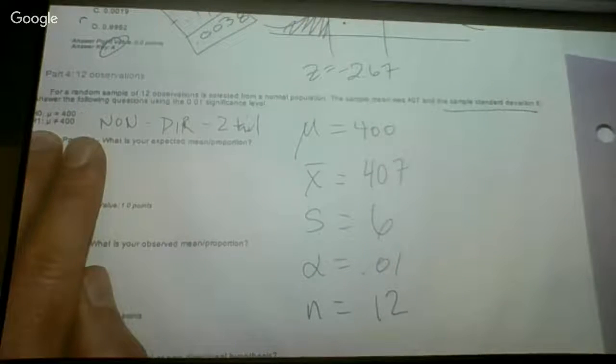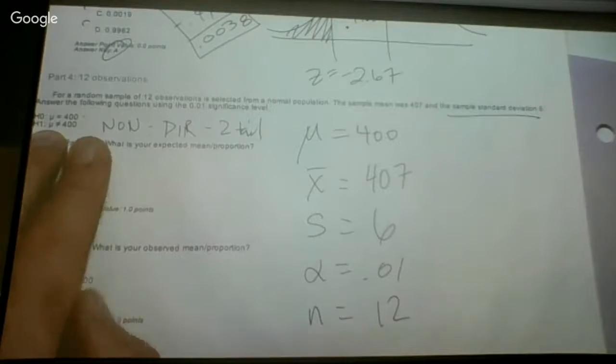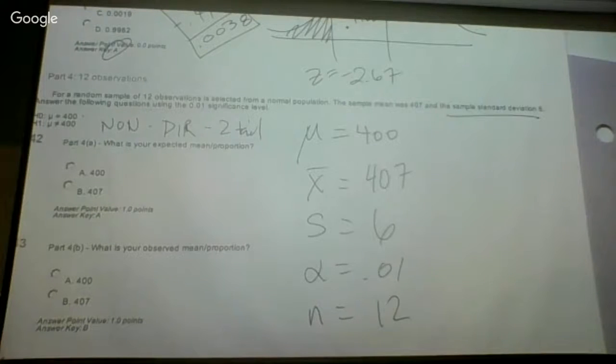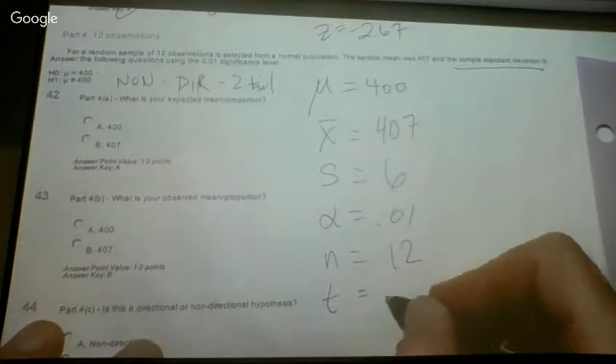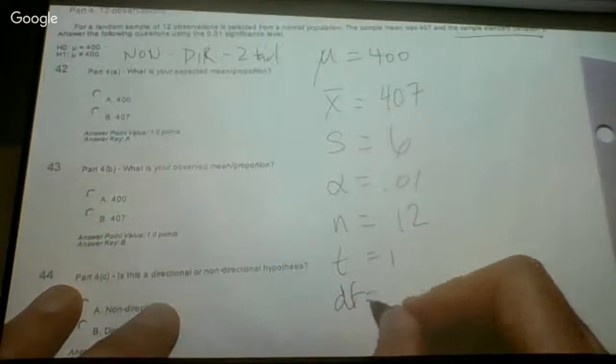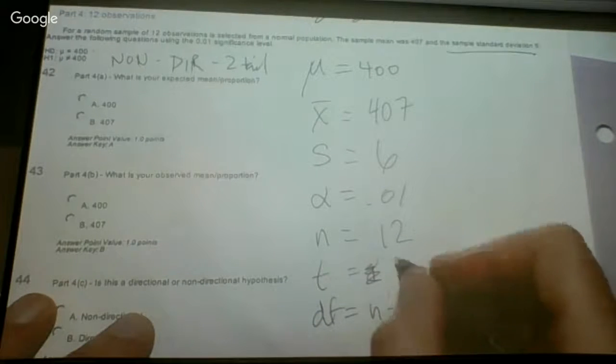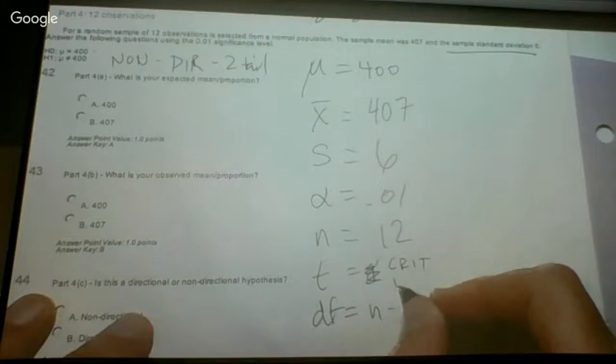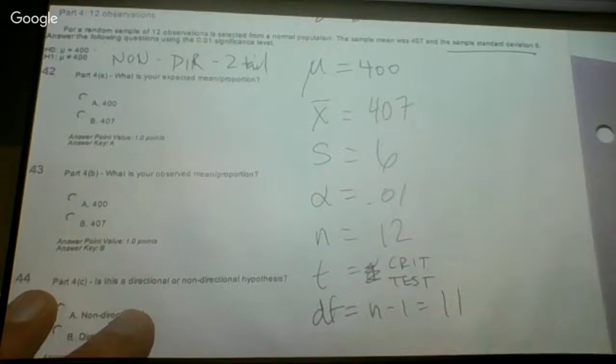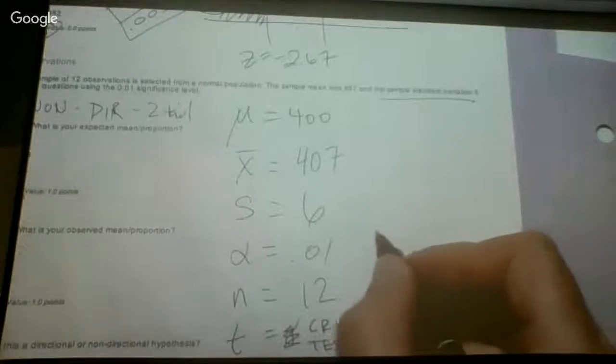Looking real good. We got to get critical values and test statistics. We're going to be using t or z. How do you know t or z? All right, we're using t. We need to know degrees of freedom. How many degrees of freedom we got? How do you know it's 11? It's 12 minus 1. Yep. Degrees of freedom is n minus 1. 12 minus 1 is 11 degrees of freedom. Because we need a critical value and we need a test statistic. Draw a picture.